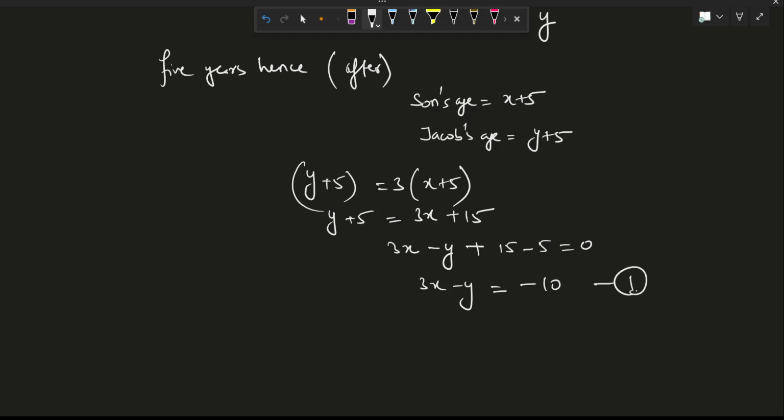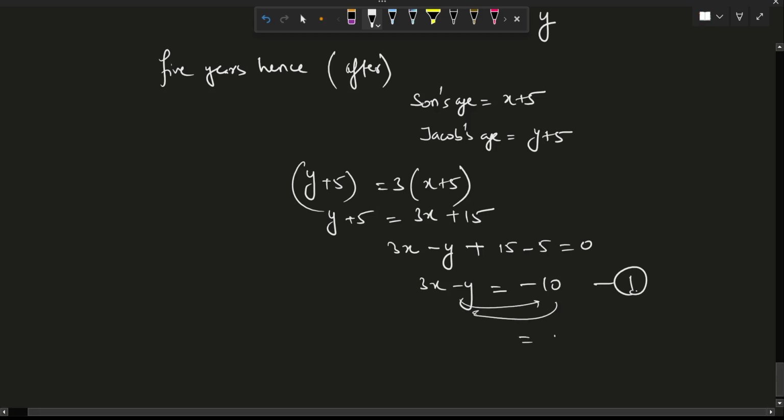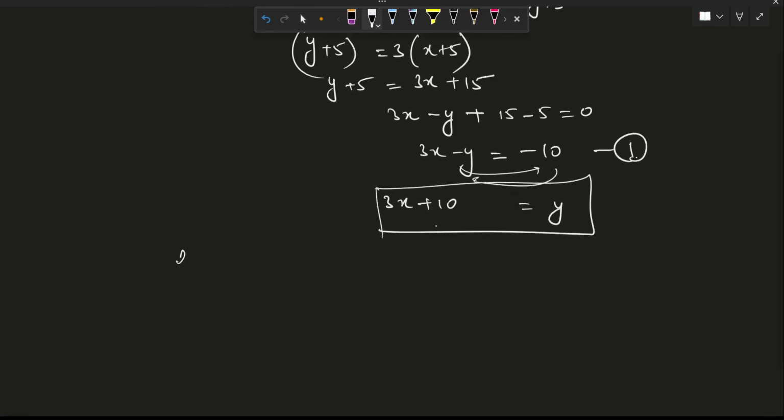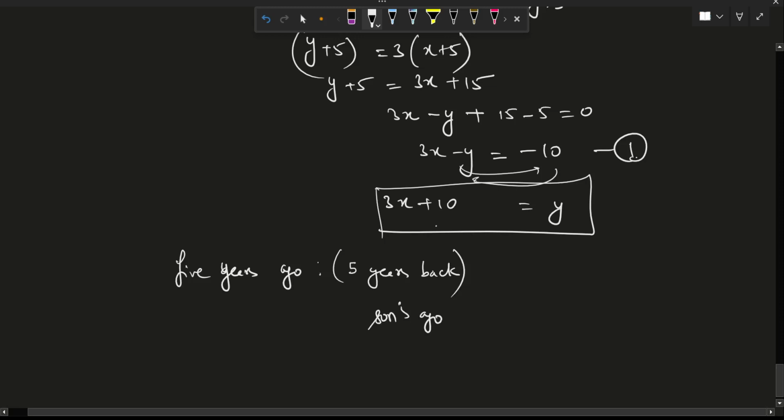Now from here I can say, if I take y here, 10 here, y is 3x plus 10. This also you got from here. Now let's move to 5 years ago. What is the meaning of 5 years ago? It means you go into the past. You go 5 years back. So what will be the son's age 5 years ago? Present age is x, so x minus 5. What will be Jacob's age? Jacob's age will be y minus 5.